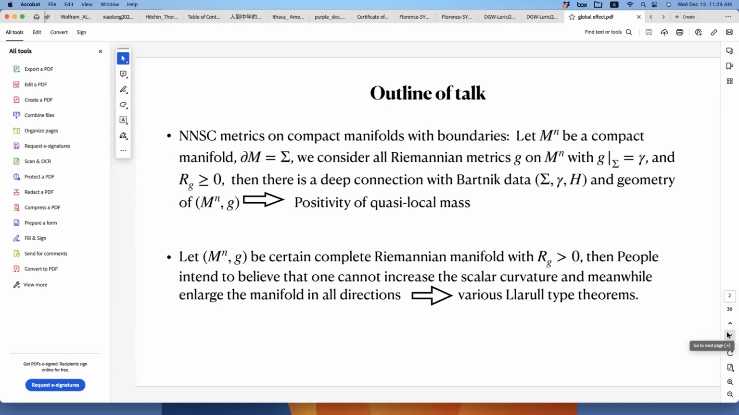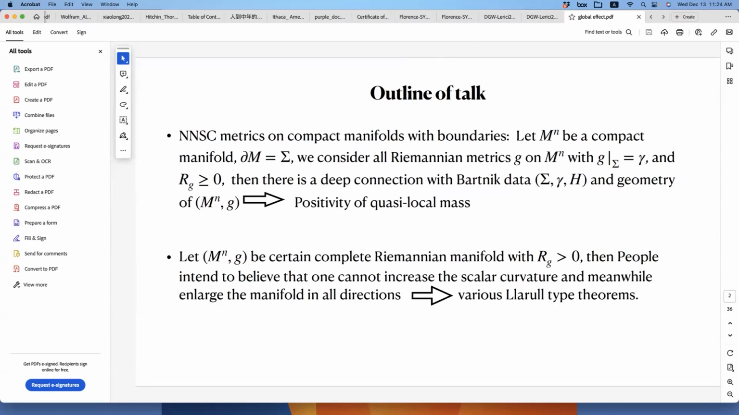And the second part, I will focus on Llarull type theorems on complete manifolds. Now, the point behind here is that people tend to believe that one cannot increase the scalar curvature and enlarge the manifold in all directions simultaneously. Okay, this is my talk.